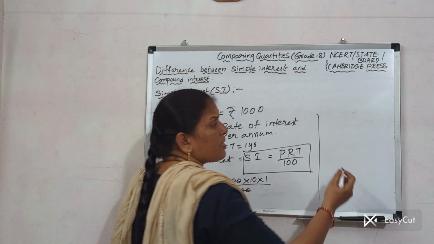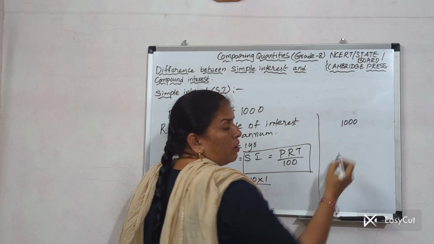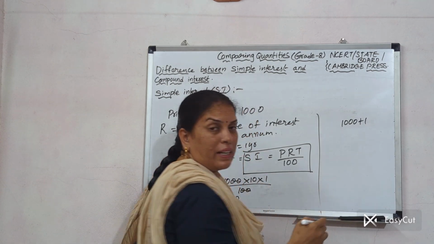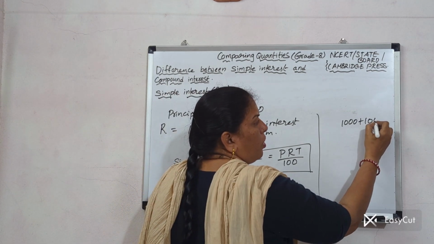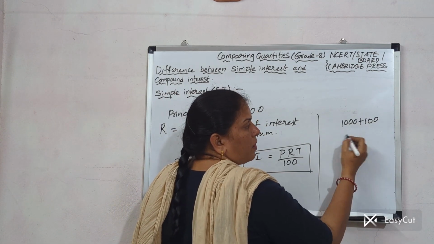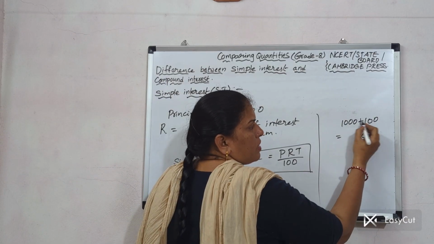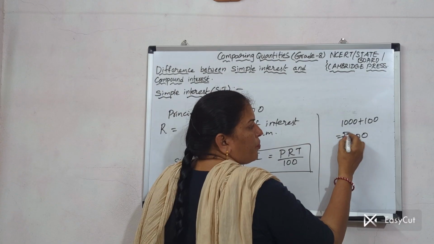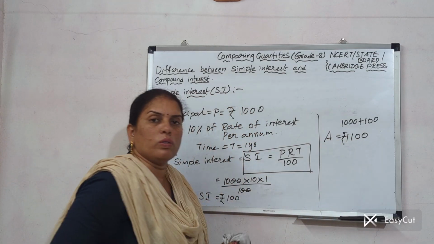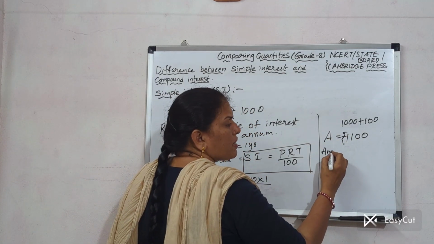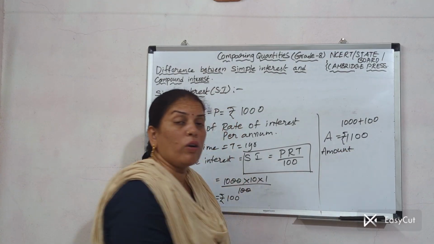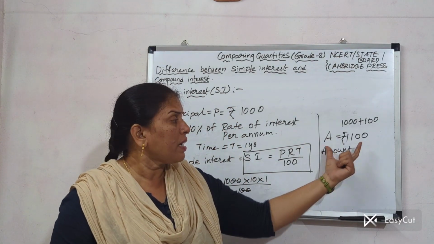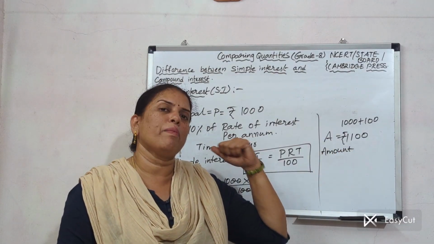So, how much did I take? 1000 rupees I took. How much extra amount did I get? 100 rupees. As per the condition, I got 100 rupees. So, 1000 plus 100. 0 plus 0, 0. 0 plus 0, 0. 0 plus 1 is 1, 1. So, this is called the amount. The total amount I have to pay to my friend is called the amount. How much do I need to pay? 1100 rupees I must pay.